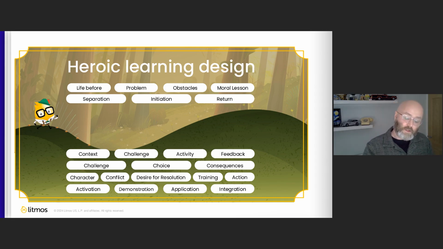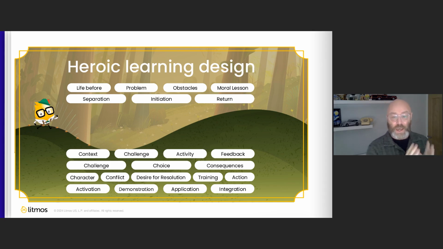So characters in a fairy tale are kind of separated from their everyday life. They're initiated into a new world where they have to overcome new problems, and then they return to their old life changed, often better than they were before. And again, another hot take for you today. This aligns also very powerfully and very clearly with a lot of the common instructional design models out there.